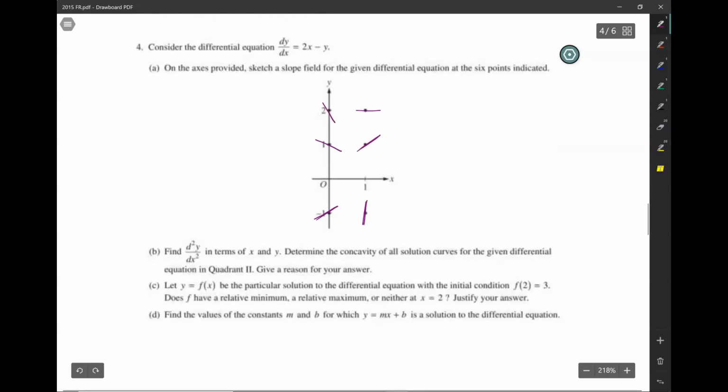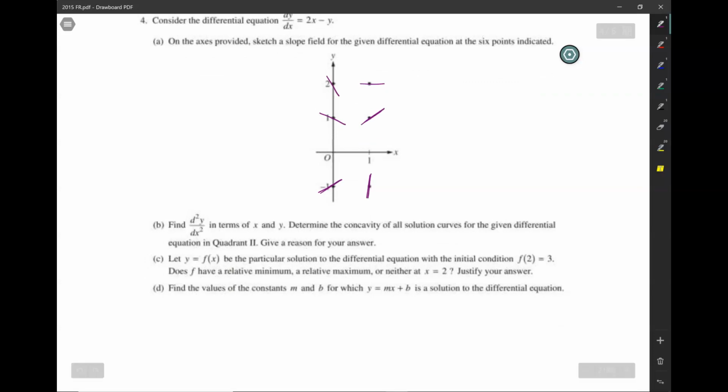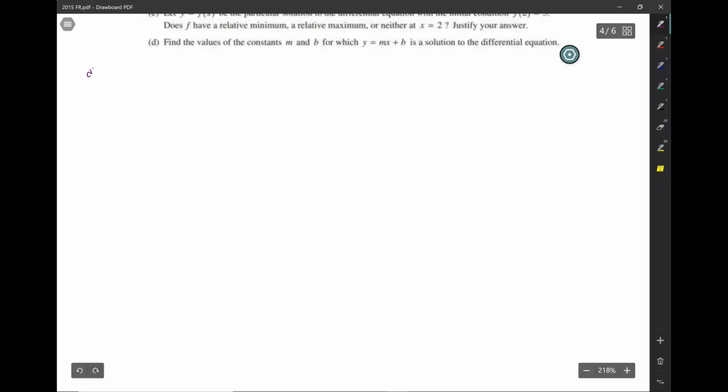Find d squared y dx squared in terms of x and y, and then determine the concavity. We'll take care of that later. So let's find d squared y dx squared, part B. This is d/dx of dy/dx, which is 2x minus y. So this is d/dx of 2x, which is just 2, minus d/dx of y, which is dy/dx. And we know dy/dx, so it's 2 minus 2x plus y.